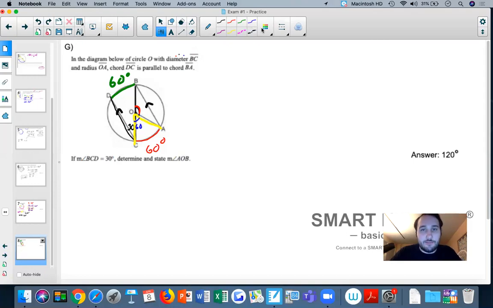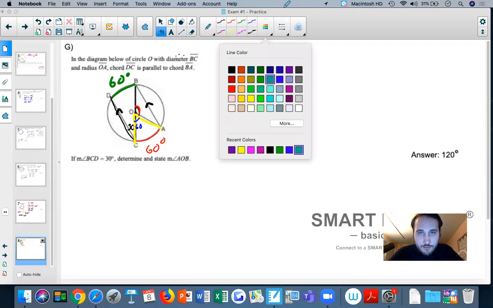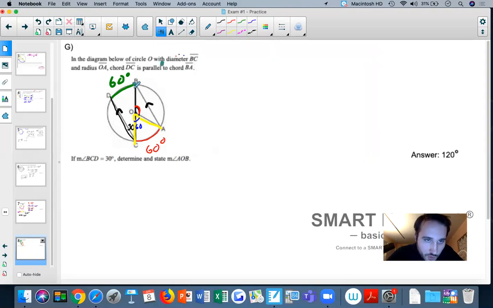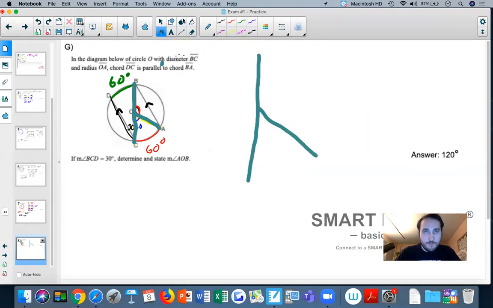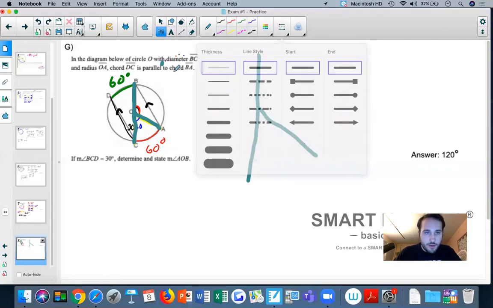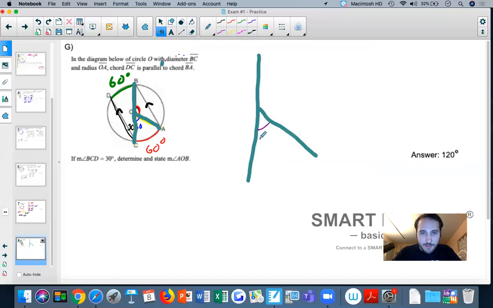Now I'm going to highlight something for you. Okay, check this out. Boom. Oops, a little messy. See what I highlighted? I'm going to bring it over here. It's a straight line, right? It's a diameter. Super important. This angle happens to be 60 degrees. And we're looking for this angle.